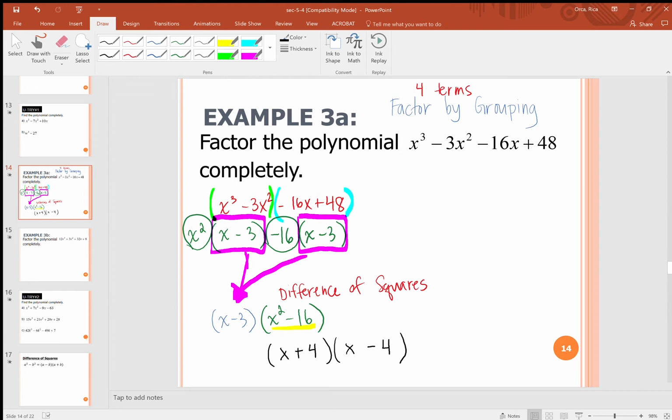So now that we've factored x squared minus 16 completely, let's go ahead and bring down the x minus 3. So our final answer is x minus 3 times x plus 4 times x minus 4.